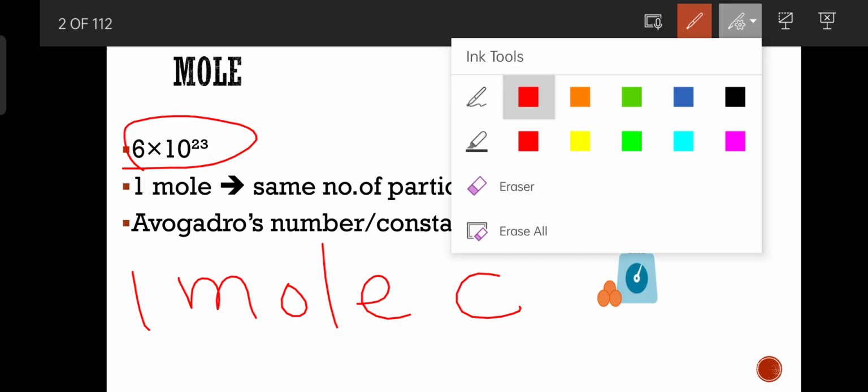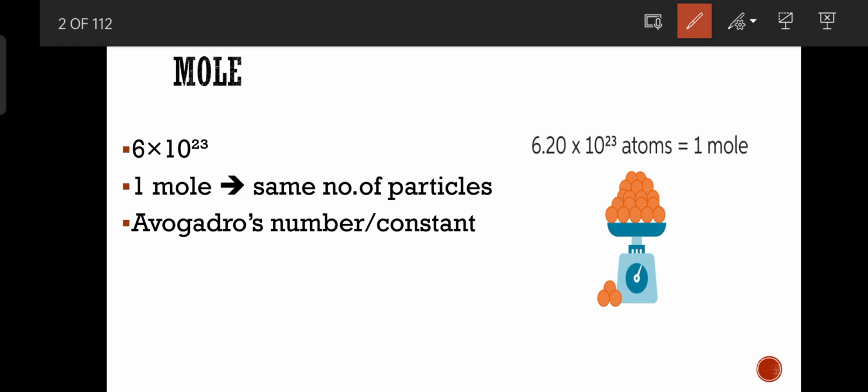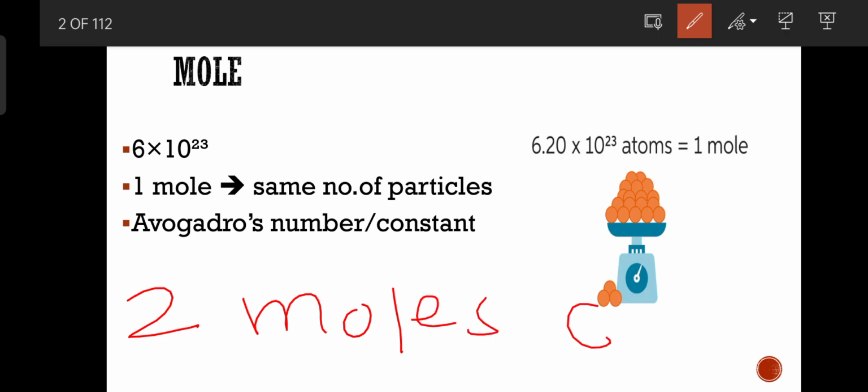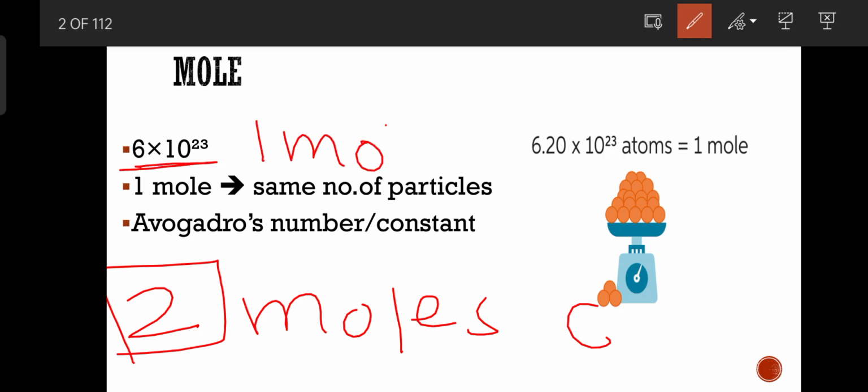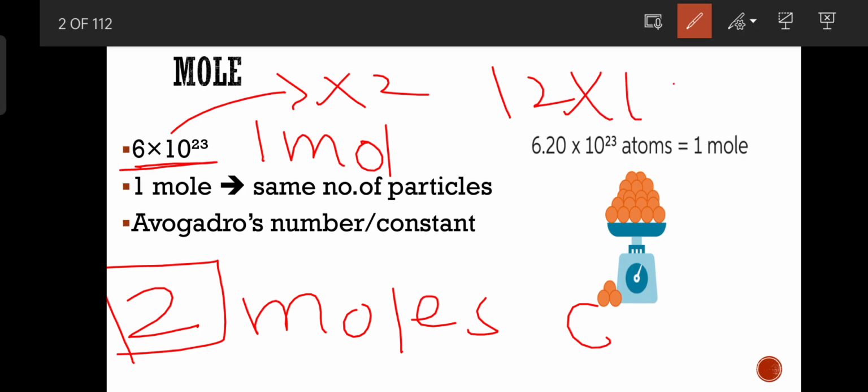If you want to calculate the number of particles in 2 moles of carbon, now this value is for 1 mole. So you will simply multiply this value with 2 and you will get the answer 12 multiplied by 10 raised to power 23.